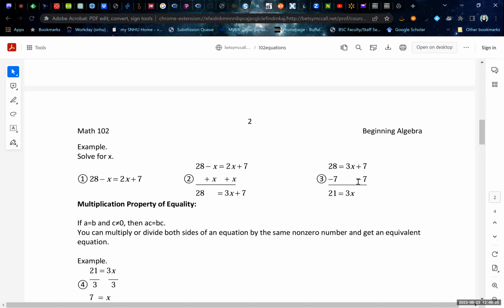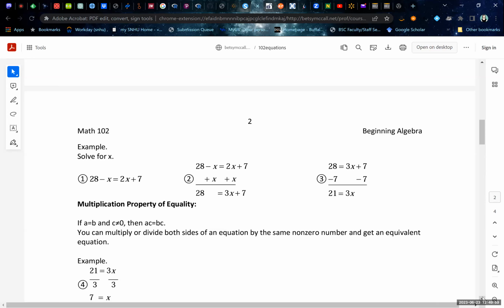And then same thing for over here. I want to get x by itself. And so I can add a negative 7 to both sides of the equation. 7 plus negative 7 gives me a 0, so I don't have to write it. And then 28 minus 7 gives me 21. So again, I've used this addition property of equality in order to simplify a statement that had x on both sides and a constant on both sides, so that I just have one term that includes x and one term that is a constant.